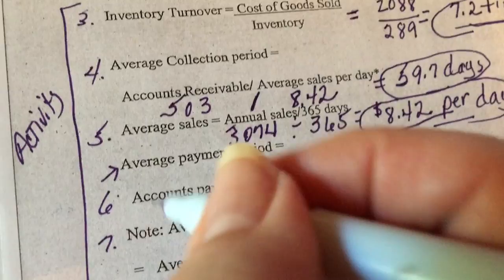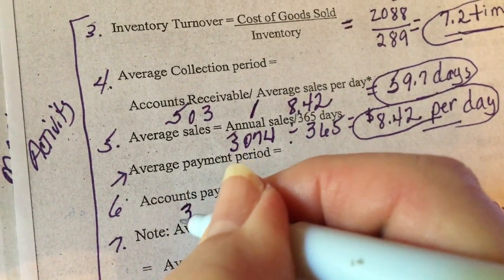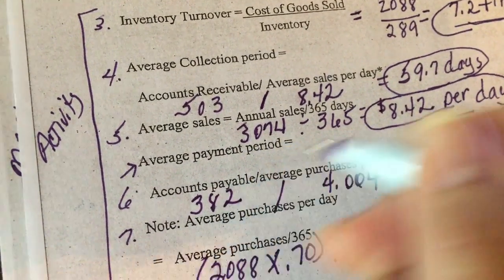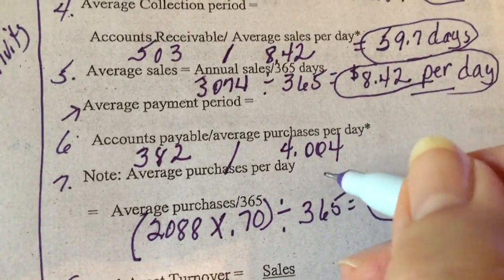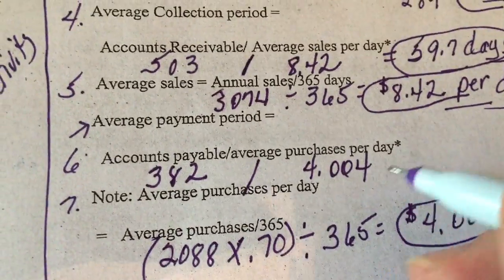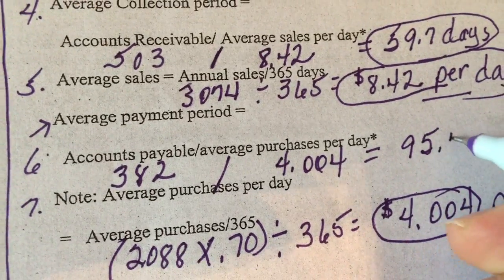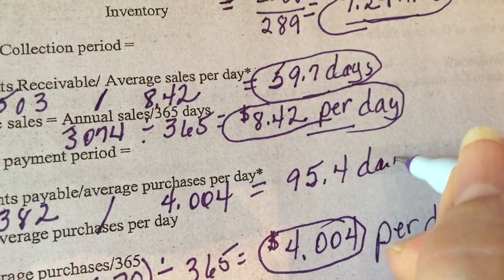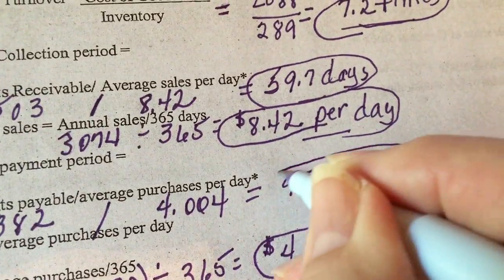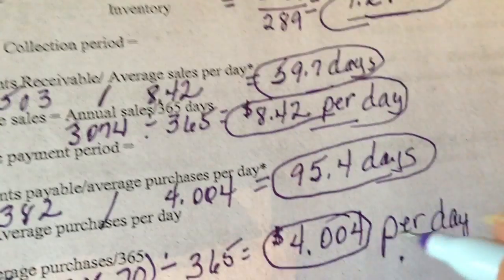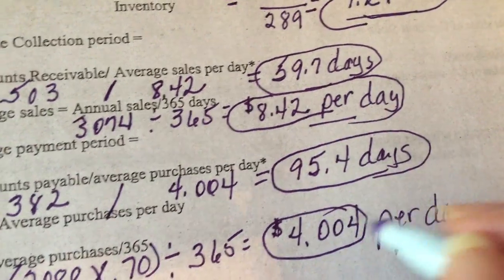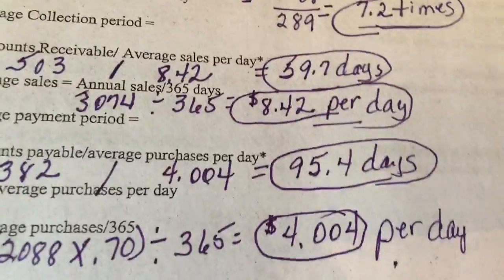Carry that back over. Put it in number 6, 382. Divide that by the number you calculated in 7. And what you have when you run that through your calculator, 95.4 days. So both of these are expressed in days, and then the denominator is per day. Now let me explain that.